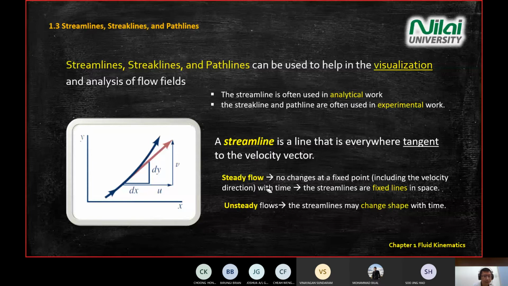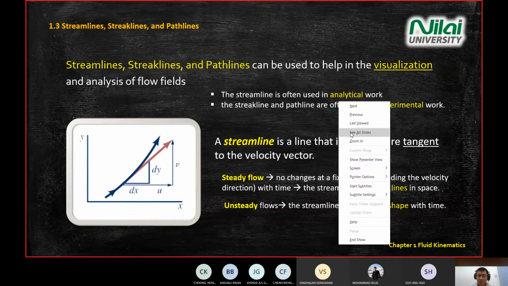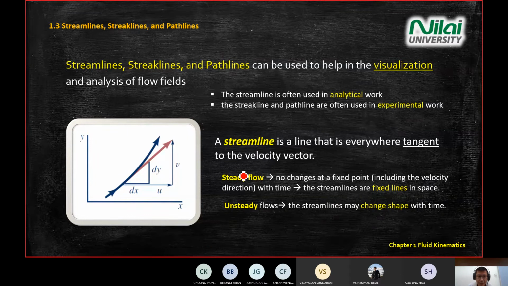And then we look at how streamline can be obtained from analysis. For example, if you want to visualize steady flow, you just draw like this. This is a steady flow streamline. If you want to draw unsteady flow, this is an unsteady flow streamline. This is a steady flow streamline. This is unsteady flow streamline. Now sometimes in your exam, you need to sketch out the streamline from the equation.